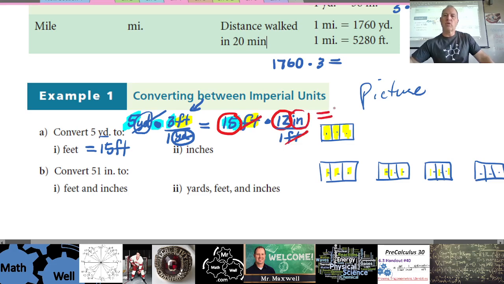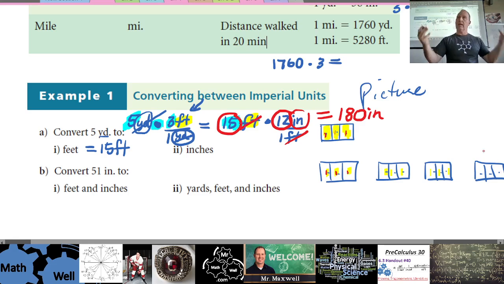And what's 15 times 12? Yeah, 180. Good. Some of you guys got that already. That's awesome. So 180 inches. And if you were to count 12 plus 12 plus 12 plus 12 and do that 15 times, you would get 180.